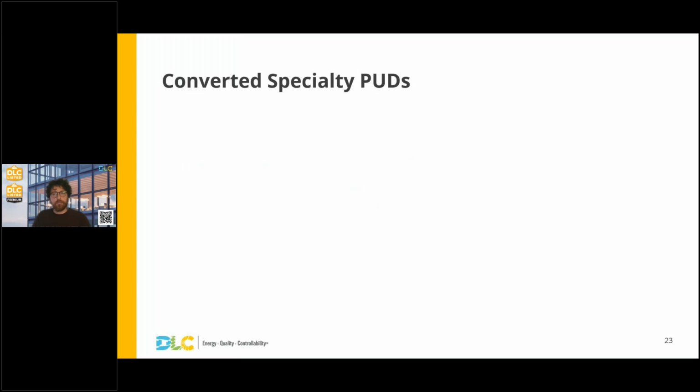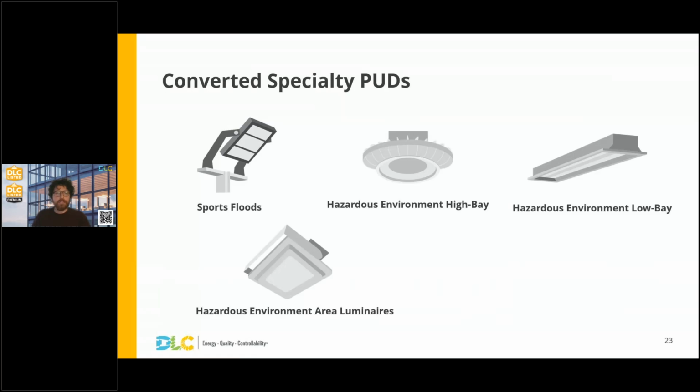And we're proposing the same approach in Draft 1. This draft doesn't propose distribution requirements for these converted specialty PUDs, but you can expect to see that proposed in Draft 2. So we selected 5 product types for conversion based on the quantity of listings on the QPL, as well as sustained interest in listing them across updates to the SSL program. These behaviors indicated to us that these products should no longer be considered specialty. So first, we're converting sports floods. We're also converting 3 types of hazardous environment products and indirect high bays.